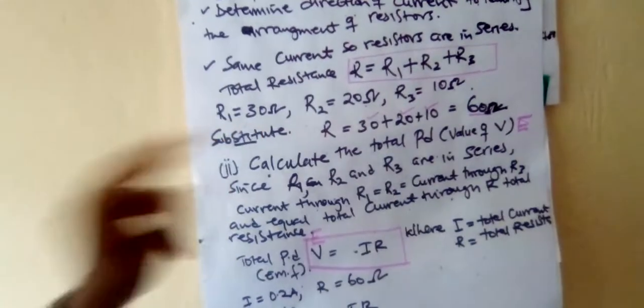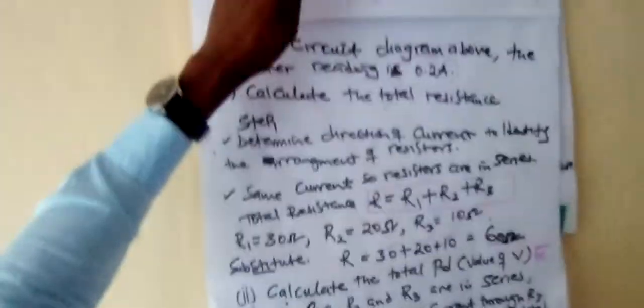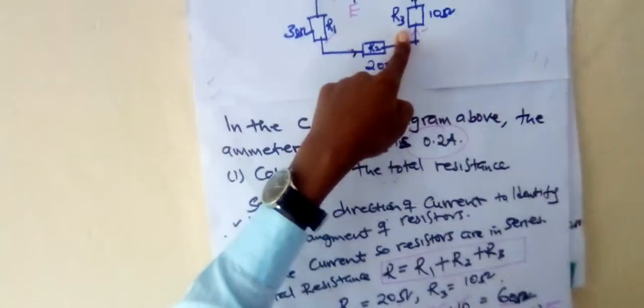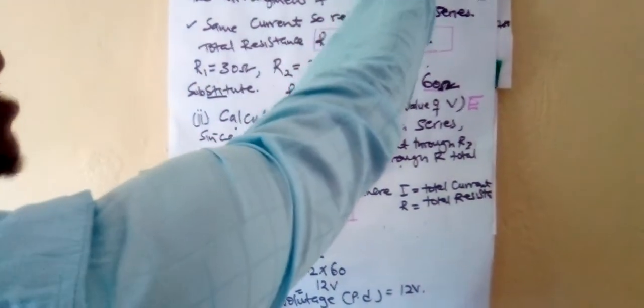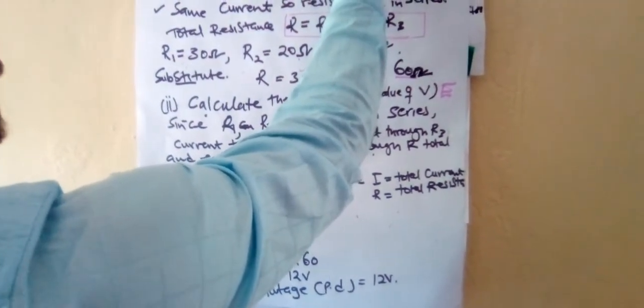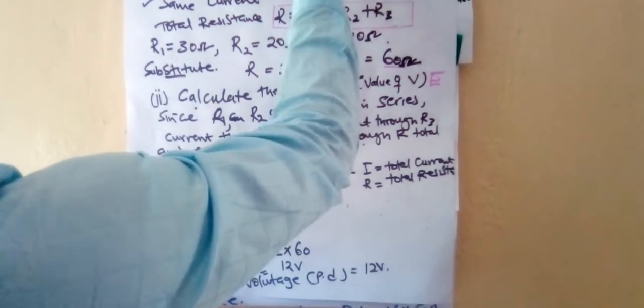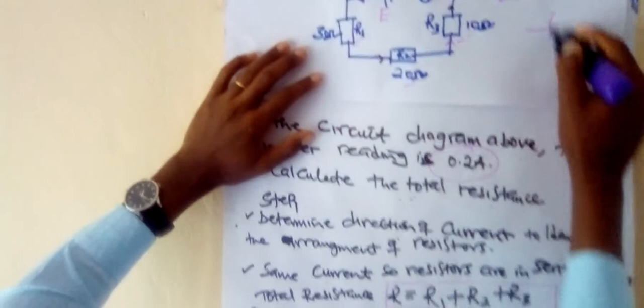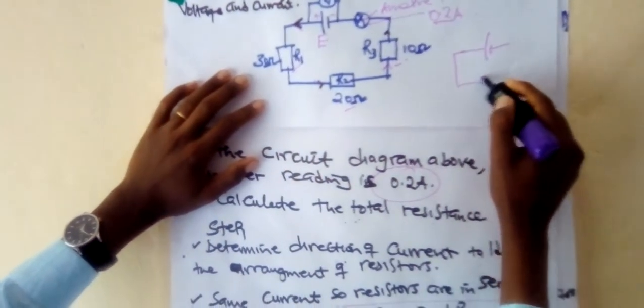Another thing to note, we have already noted that current through R1 is equal to current through R2 and is equal to current through R3. Our I is 0.2 because it is the ammeter reading and it is the current that goes through R3. Therefore, it's the same current that goes through R2 and the same current that goes through R1, and it's the same current when you add up all of them.